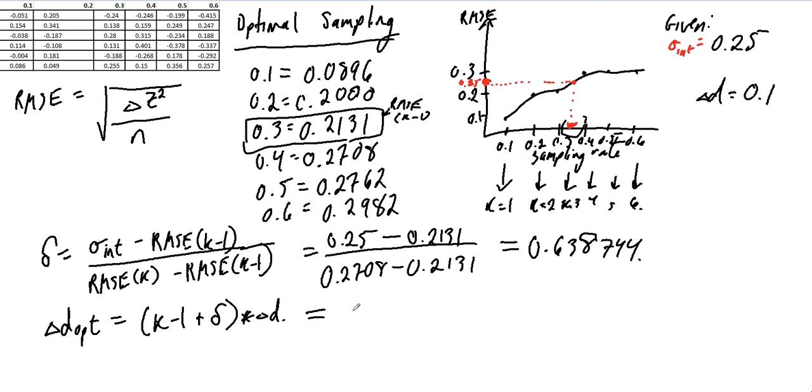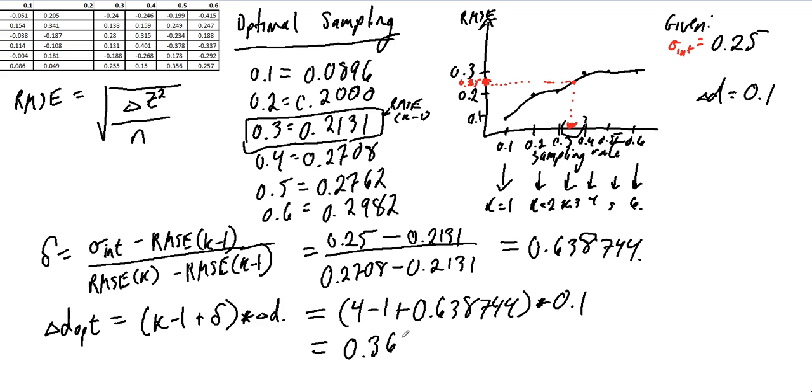If we put that in, we now have 4 minus 1 plus my delta value, which is 0.638744, multiplied by 0.1. And we get a value of 0.364. These are all in meters, so does that make sense? So my delta d opt is at 0.364.